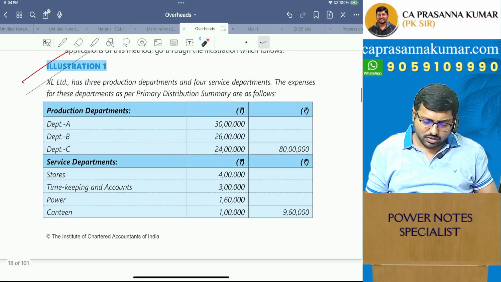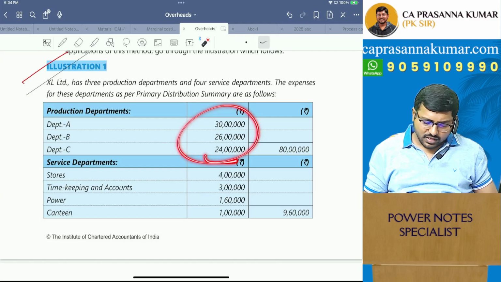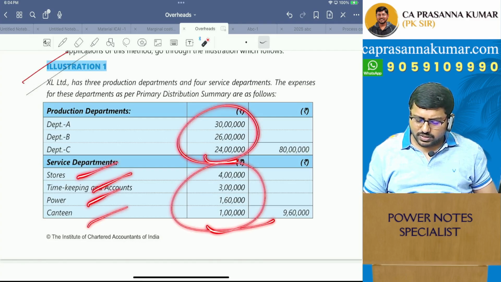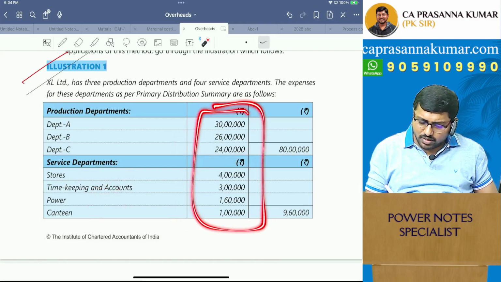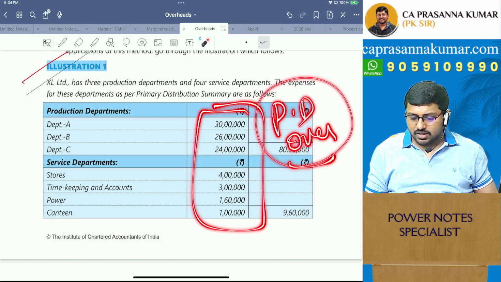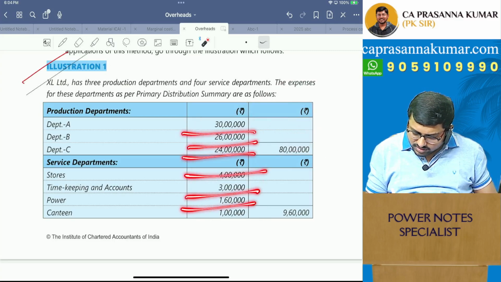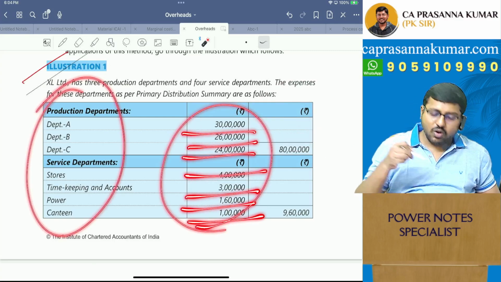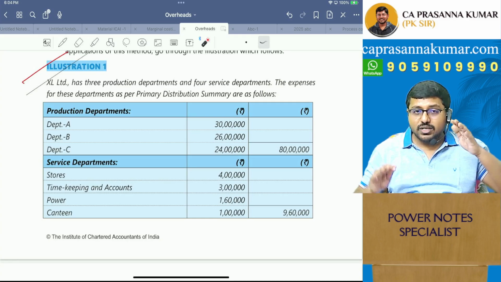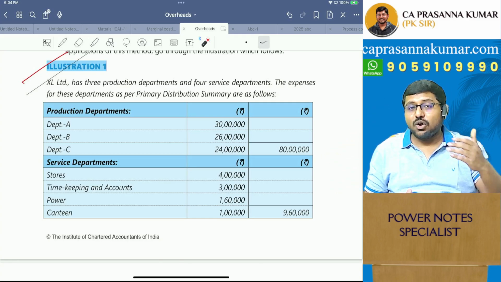Now let's have a look into the question. 3 production departments, their overhead cost is given, and 4 service departments, their overhead cost is given. Why are overhead costs here? Because primary distribution is already over. It is completed. After primary distribution, only this much overheads are present in all the departments. You understand the point? Primary distribution or apportionment is finished. Now we have to do reapportionment or secondary distribution.